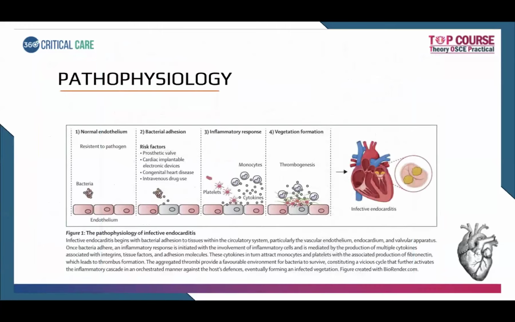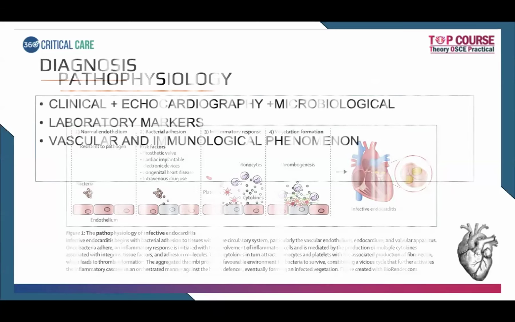Normally, a normal endothelium is resistant to pathogens being invaded by bacteria. So bacterial adhesion happens in a patient with underlying risk factors. Once the bacteria adheres, there is an inflammatory response which will lead to thrombogenesis. On top of that, there could be vegetation formation. This is the basic pathophysiology of infective endocarditis.